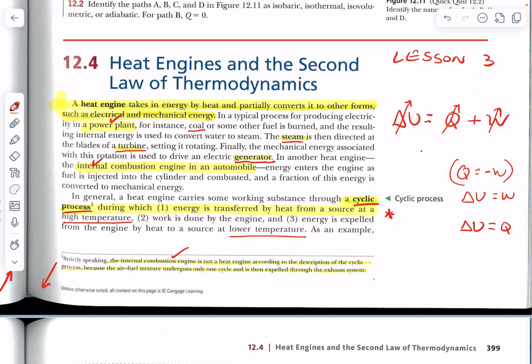But in the cyclical process, number one, energy is transferred by heat from a source that's going to be at a higher temperature. Think of the steam being produced in the steam engine. And that steam is going to do work. That's what's going to make the wheels go round, for example, or to operate the machine. And then the energy that is left over and the heat that is no longer efficient to use to drive the engine is expelled to a lower temperature reservoir.